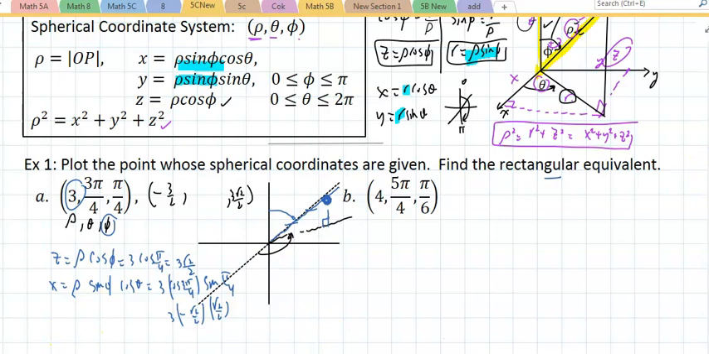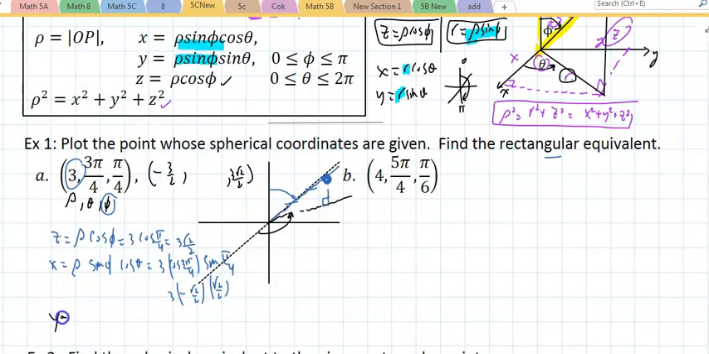And if I want to find y, I will say y equals rho times the sine of phi sine of theta. So that's going to be 3 times the sine of 3 pi over 4, which is radical 2 over 2, times the sine of pi over 4, radical 2 over 2. So that is going to be 3 halves. That's the equivalent rectangular coordinates.